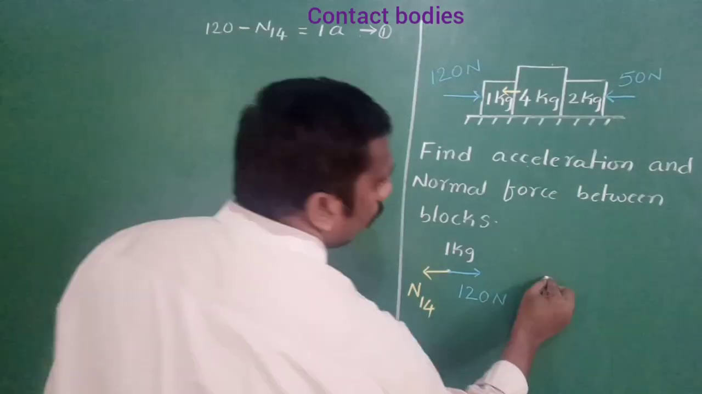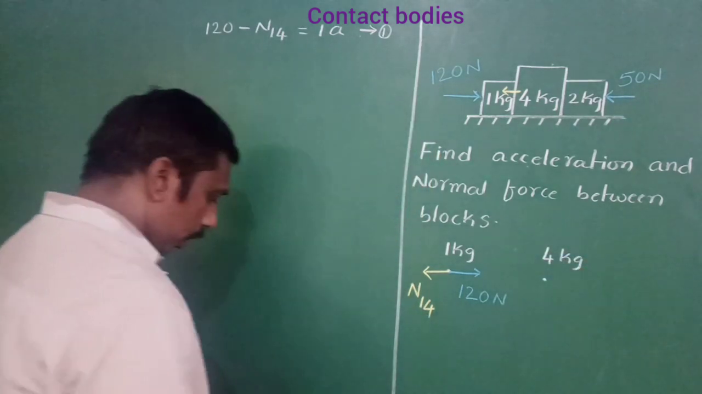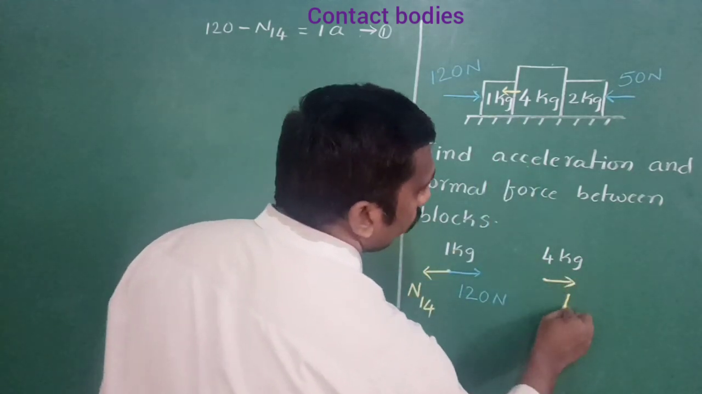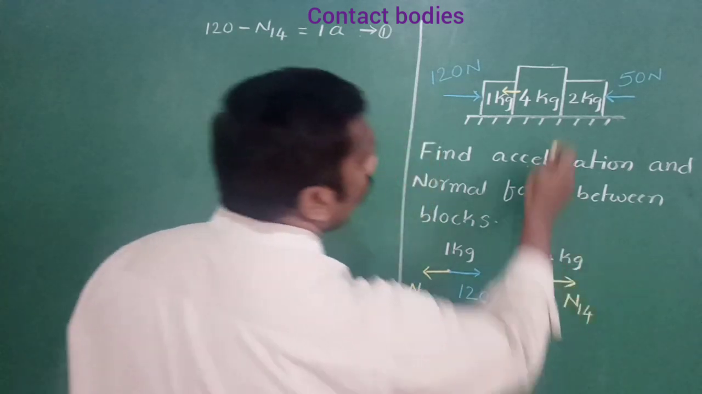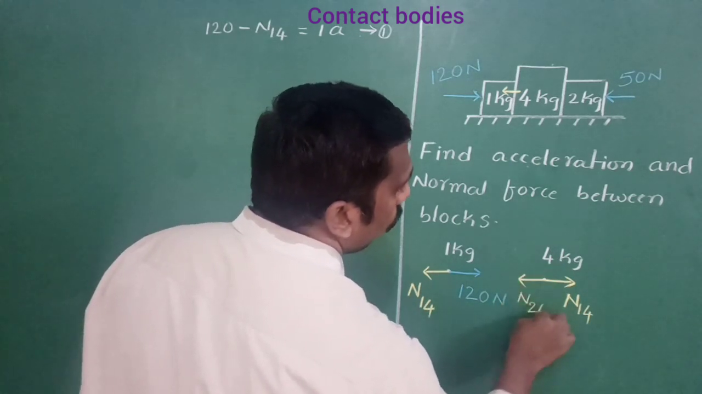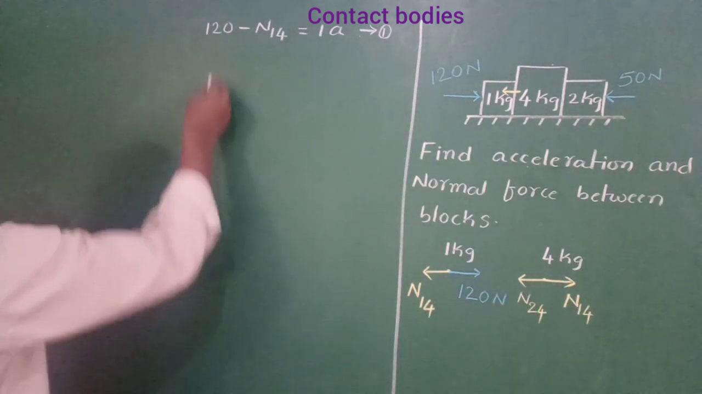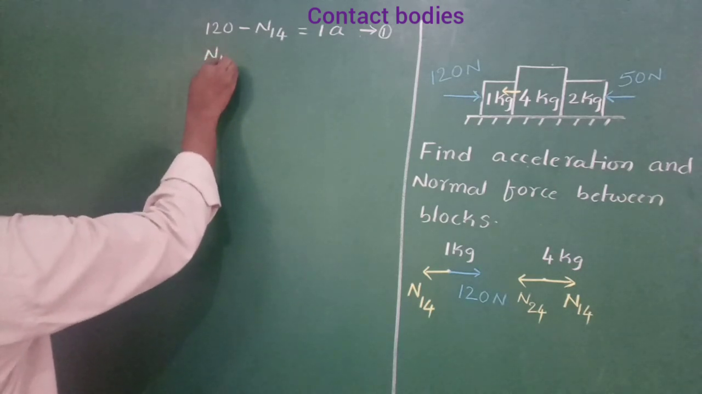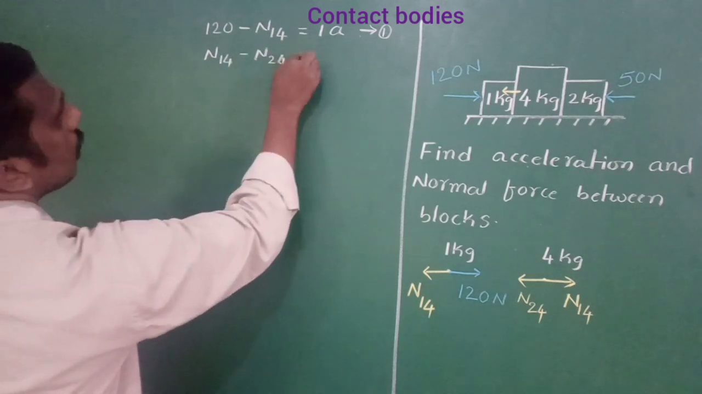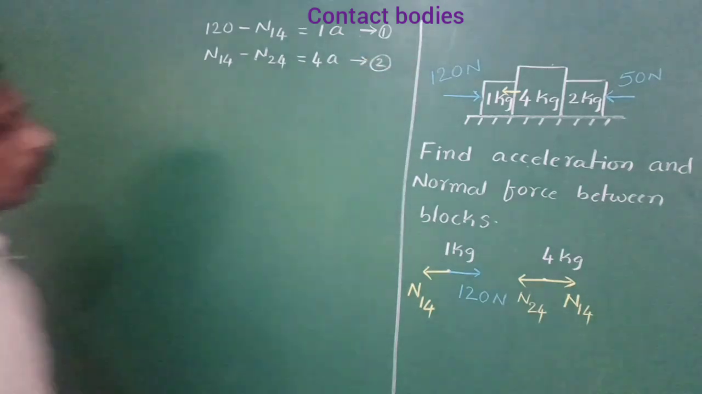Next, the 4 kg block. On the 4 kg block, along the horizontal direction, two forces are acting. That is by the 1 kg body towards the right, N14, and by the 2 kg body towards the left, that is N24. In this, right force minus left force is the net force of the 4 kg block: N14 minus N24 is equal to 4 into a, mass into acceleration. Say this is equation 2.